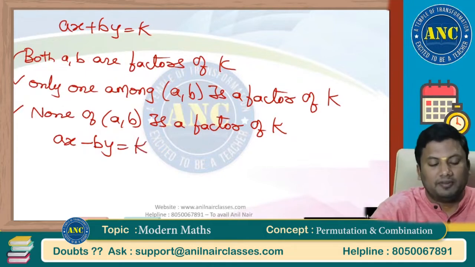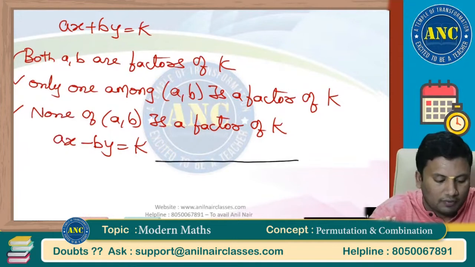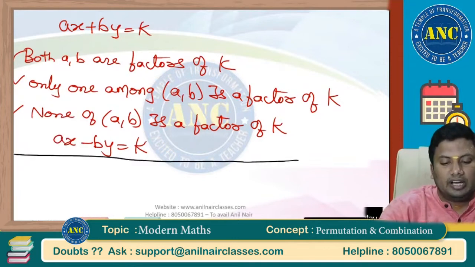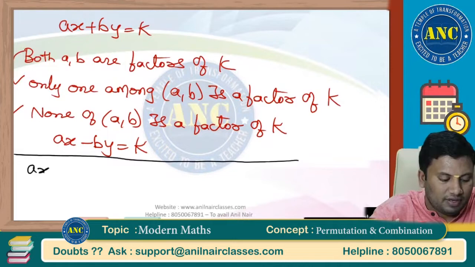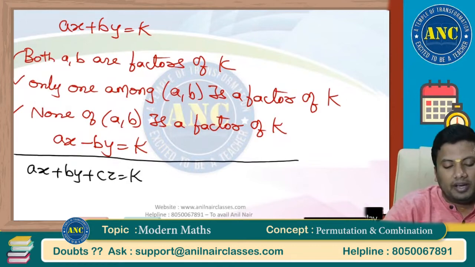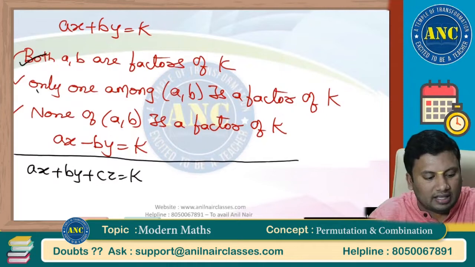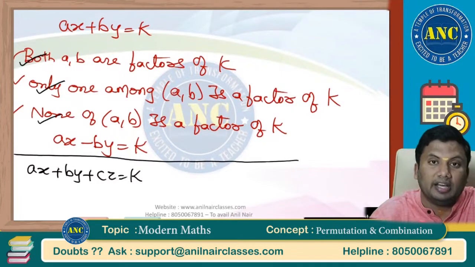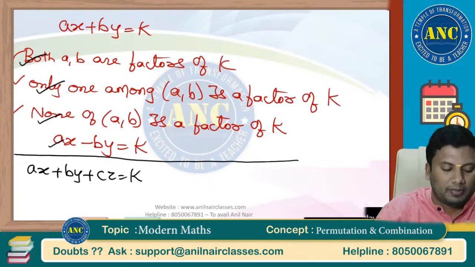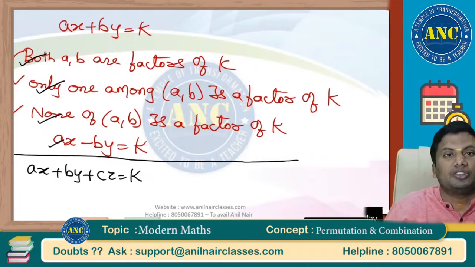Ax minus by equivalent to k. Once we understand thoroughly how to solve non-negative and positive integral solutions for this, then we will do ax plus by plus cz equivalent to k. First we will do this variety, then this variety, then this variety, then plus c is replaced with minus, then two variables are replaced with three variables. All these varieties we are going to solve.